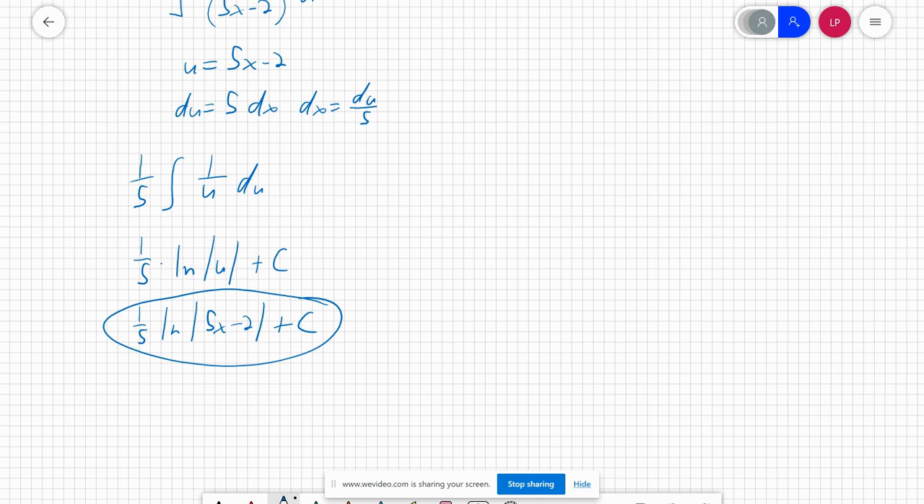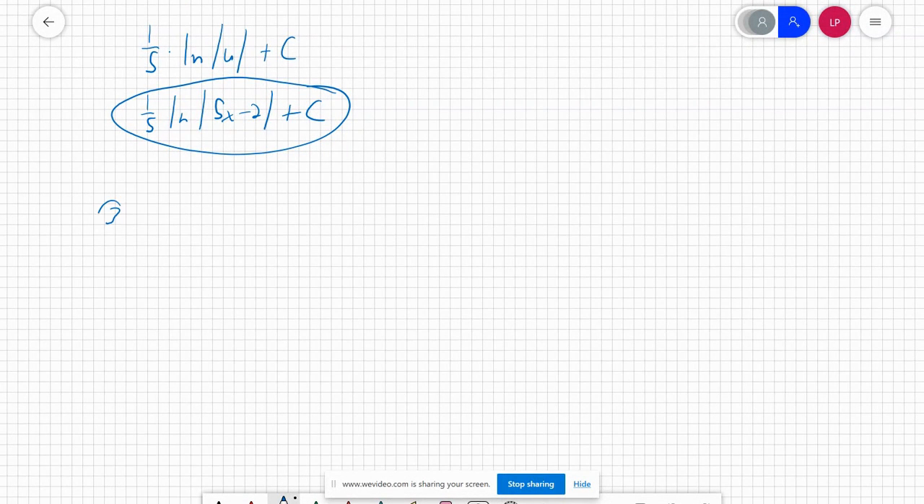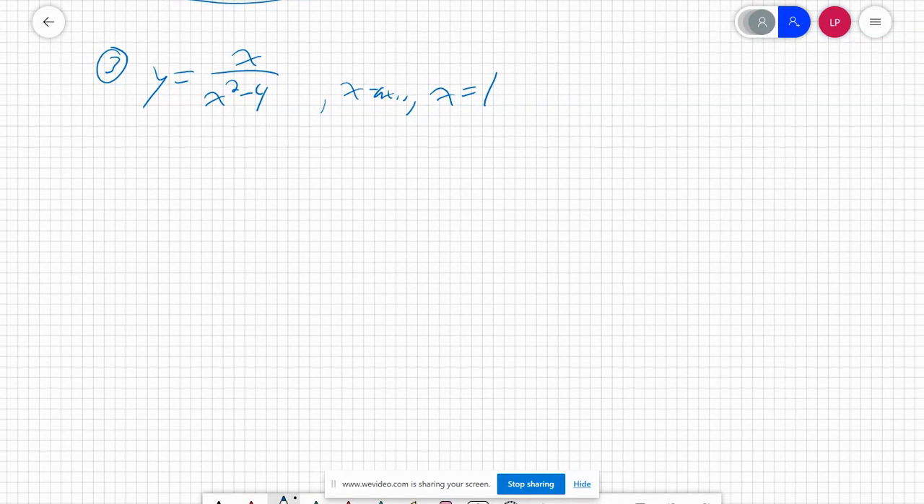And that's it. Number three asks for the area bounded by the graph of y is equal to x over x squared minus 5, the x-axis, and the line x is equal to 1. So given that, I'm going to need to have more than a few things happen here.